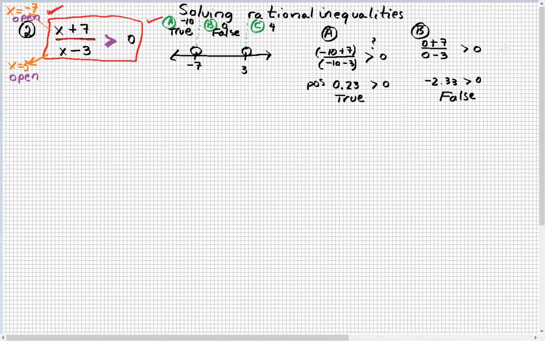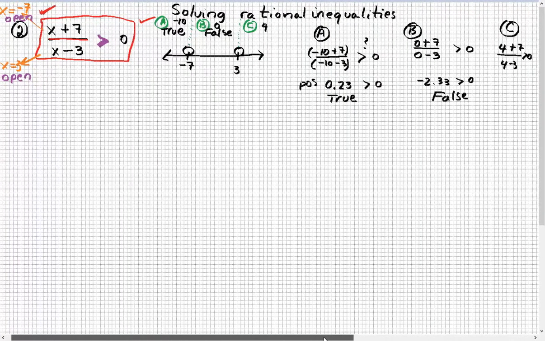Now I'm going to test 4. So I have 4 plus 7 over 4 minus 3. And is this greater than 0? Once again, pause the video, try it in your calculator. All right, did you get it? I have the answer. It's 11, greater than 0. Is this true? Yes, because 11 is a positive number and all positive numbers are greater than 0. So this is a true statement. And I have true over here.